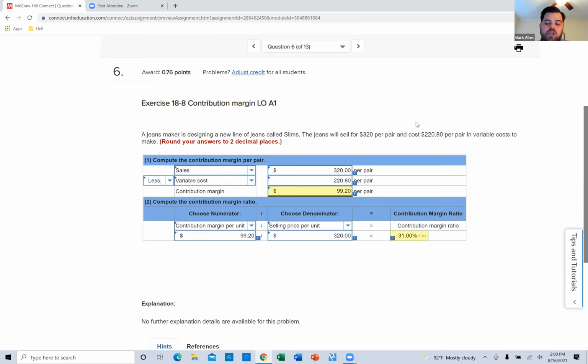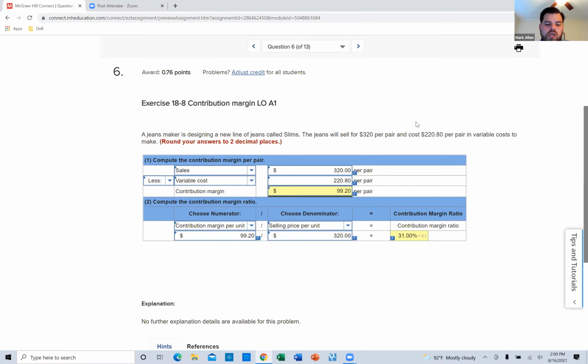So in this case, they actually do ask us for that. So we'll go ahead, pop that into our equation, plug and chug. Sales minus variable cost is contribution margin, 320 minus 220.80 is $99.20. Next, they've asked us to compute the contribution margin ratio.